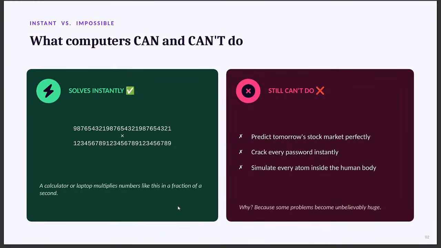Now look at the right side. Can a computer perfectly predict tomorrow's stock market? Why? Because we are accurate and we are fast, right? So can anyone say tomorrow's stock price for this particular company will increase? By using classical computers I can only give the probability, but I cannot say exactly what will happen tomorrow. Can it instantly crack every password? The classical computer? No. Can it simulate every atom inside a human body?